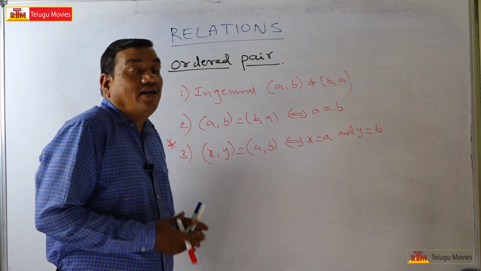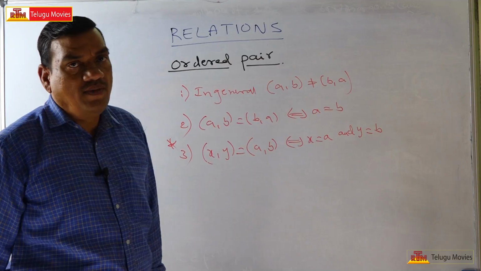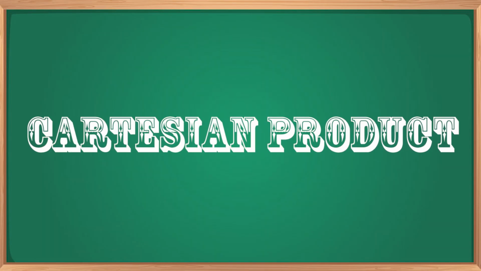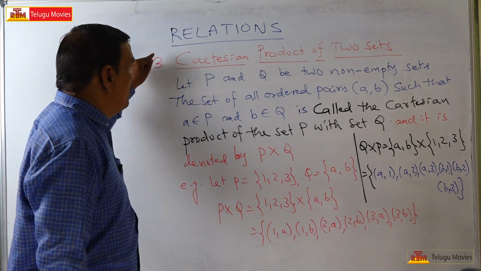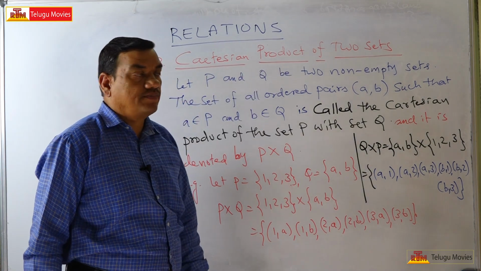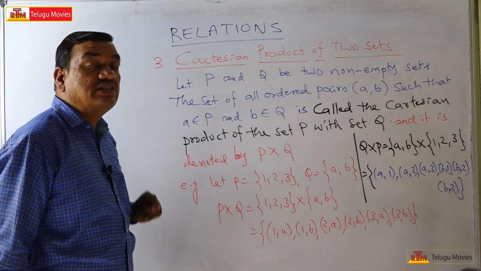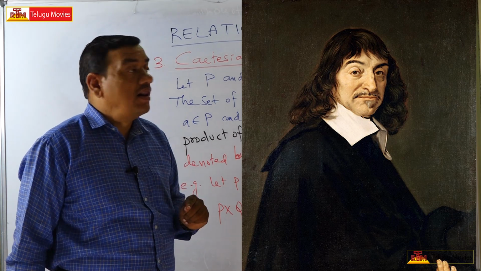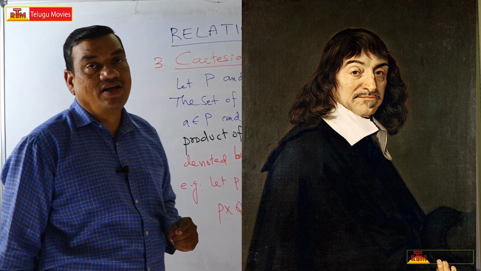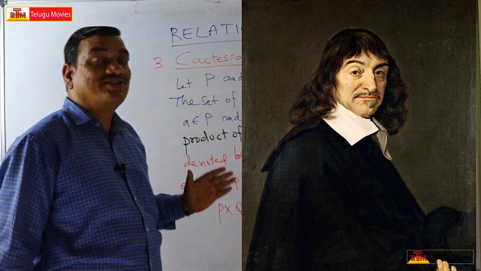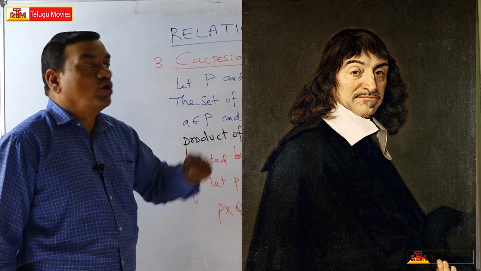After learning this, let us move to what is the Cartesian product of two sets. Dear students, let us see the definition of the Cartesian product of two sets. The name Cartesian is given after a great mathematician, René Descartes. He is a French mathematician, and on his name, the name Cartesian product is given.